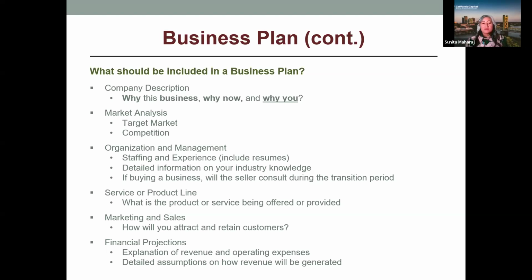And then service and product line. What is the product or service being offered or provided? Marketing and sales, you want to put that in there too. So how will you attract and return customers? If you say, I'm going to advertise on Facebook, what does that mean? How exactly are you going to do that? Who are you working with? What is an example of what you mean by advertising on Facebook? Those types of things, because we really want you to know up front.